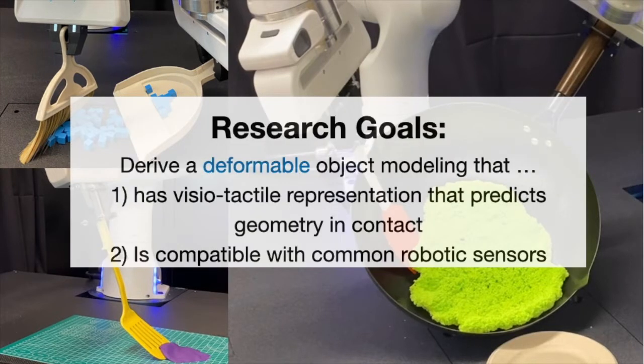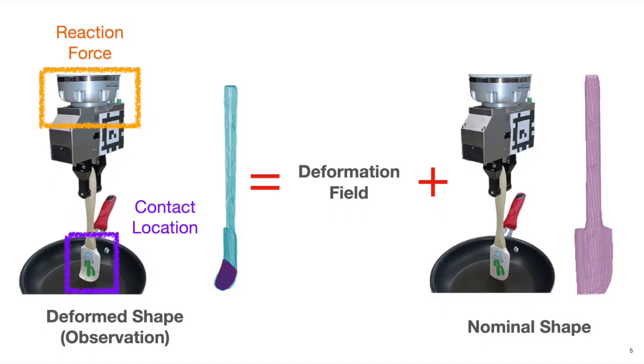The research goal of our project is to derive a deformable object modeling that has visio-tactile representation that predicts geometry and contact, and is compatible with common robotic sensors. At a high level, VIRDO decomposes object representation into a pointwise deformation field and nominal shape representation. The nominal shape is the geometry of an object in the absence of external forces.